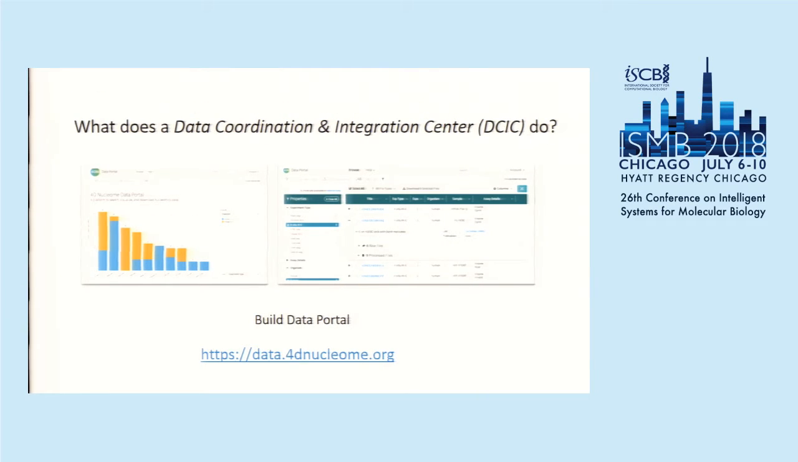And so what does DCIC do? So we build a data portal. That's our main responsibility. And this data portal will contain all the data that comes from the other centers of the 4D Nucleome network. And we store the data, and we provide a mechanism for browsing and searching and visualizing this data for the public. And we also let people query and filter different data types.